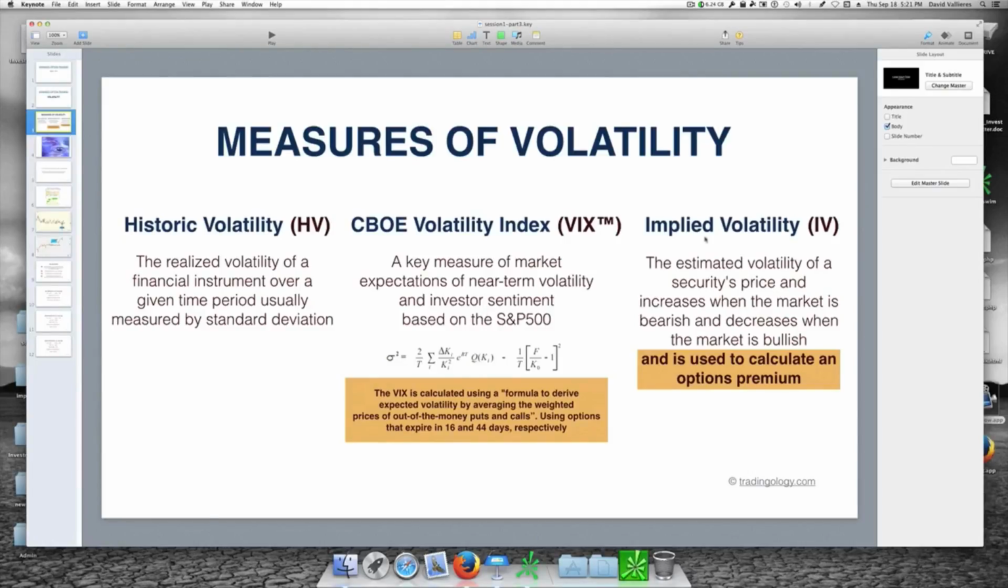So the implied volatility can be on a stock, it could be on an index. Historic volatility could be on a stock or an index as well. But the implied volatility is what's used to calculate options premiums for that particular stock or ETF.